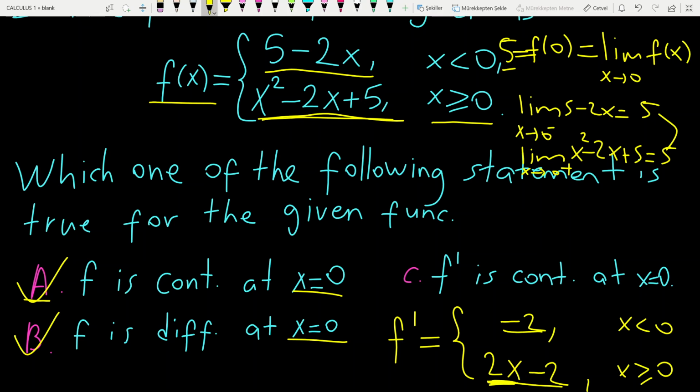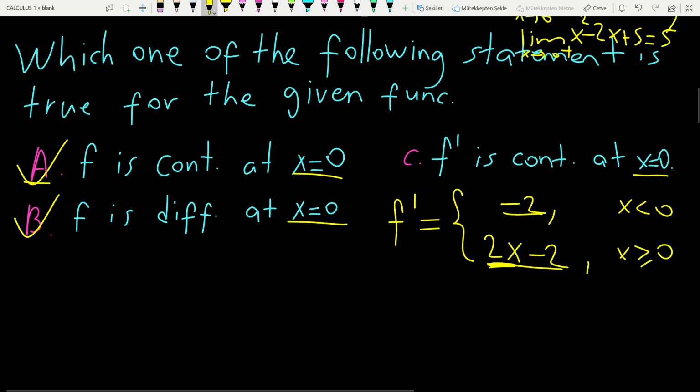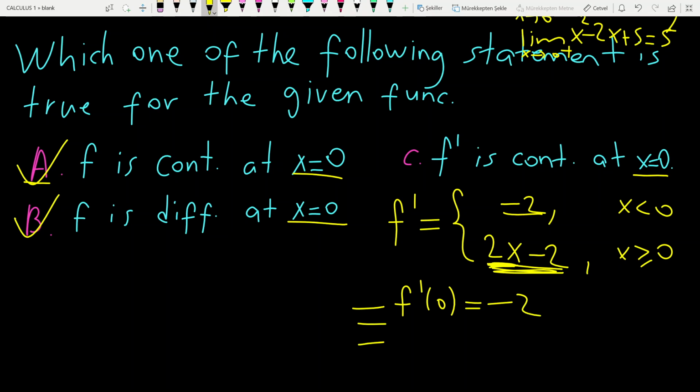What about C? Is f prime continuous at the point 0? We should also check the three conditions of continuity. f prime of 0 is, from here, minus 2, right? Let's say this is g. Let me change the name of the function. g of 0 is minus 2.